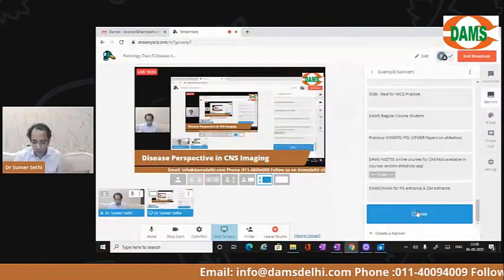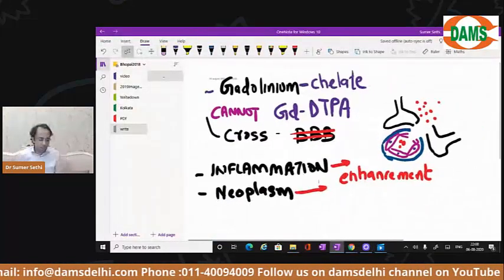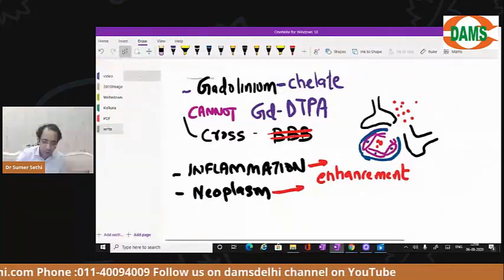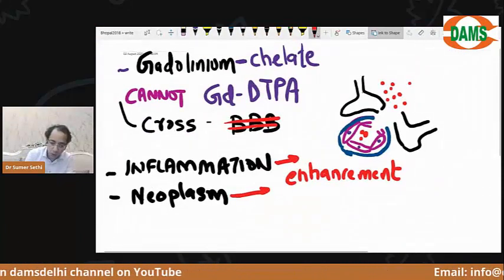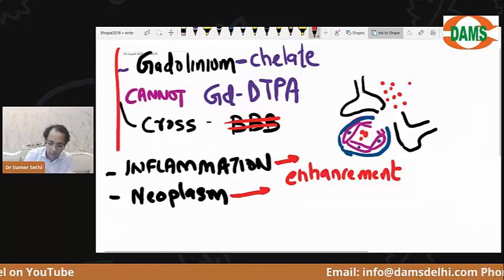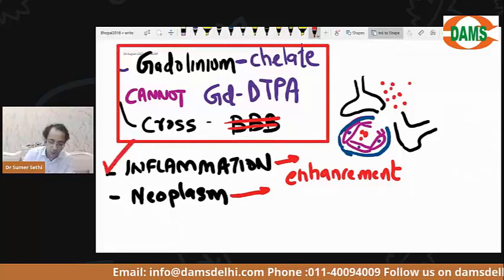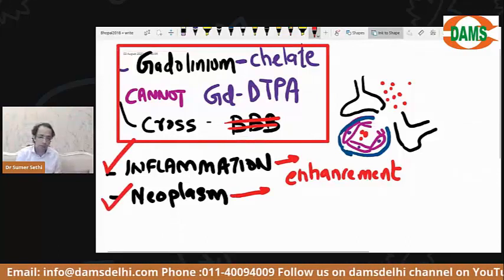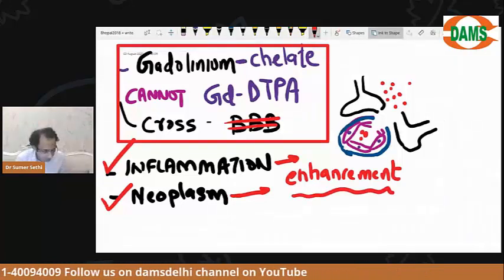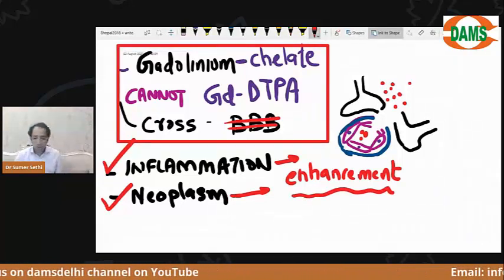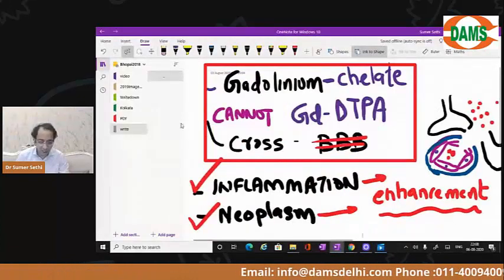I'm removing the footnote that the children were finding disturbing. So this is the first moral of the story, and this is the only thing that you need to write right now. Gadolinium chelates cannot cross the blood-brain barrier. But in acute inflammation and neoplastic lesions, which are aggressive neoplasms, you will find enhancement. Everybody clear? Okay.